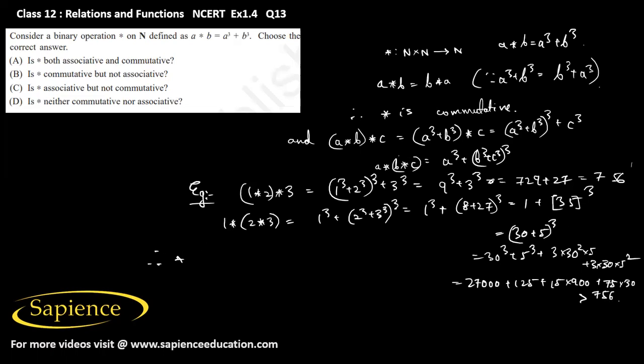So therefore, the operation star is not associative. So therefore, it is commutative but not associative. So option B is the correct answer. So hope you understood the concept.